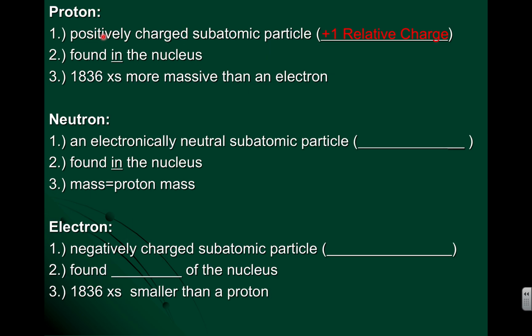Now, the proton is positively charged because it has a +1 charge. Found in the nucleus, it is 1836 times more massive than an electron. Its mass is 1 AMU. We'll get to that. Now, a neutron has a 0 relative charge. It has the same mass as a proton, and it's also found in the nucleus. Now, the electron has a -1 relative charge, and it's found outside the nucleus. That's really all you need to know.